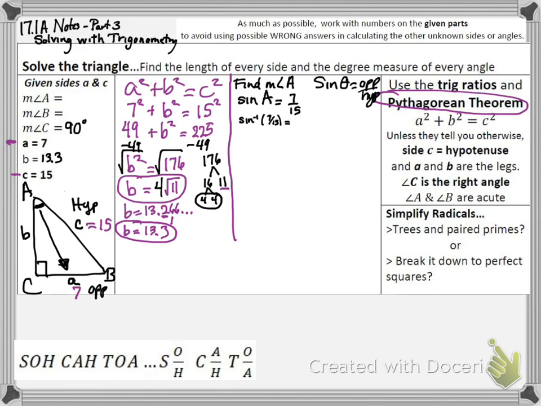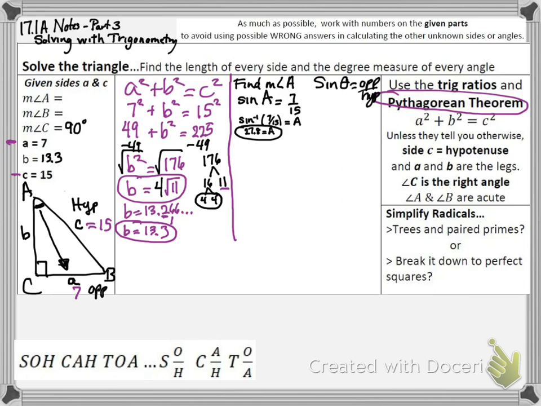Notice I did not change it into a decimal and round it off first. I'm trying hard not to round anything off until I get to the end of the problem. Then I can put it in my calculator. Most calculators, that's a second or a shift button, then your sine button, and my calculator gives me 27.8. That was actually 27.81813, but as long as the digit that followed the 8 wasn't 5 or larger, 27.8 is good.